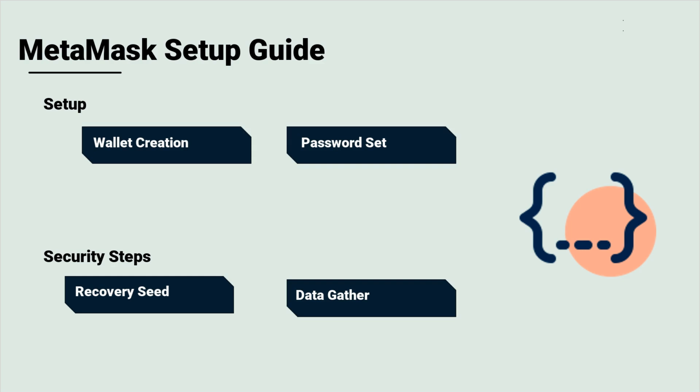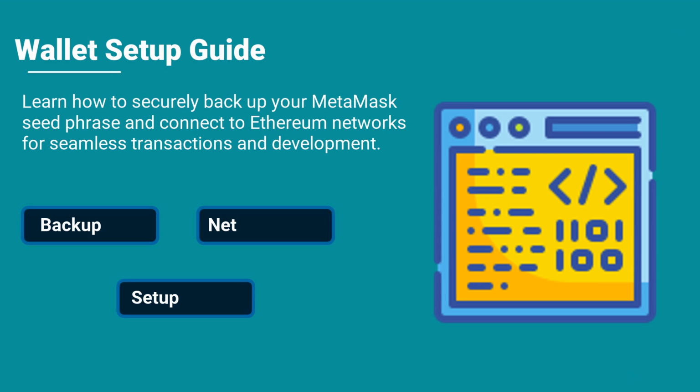Now, this is where it gets serious. Metamask will generate a secret backup phrase, also known as a seed phrase. This is a 12-word phrase unique to your wallet, and it is the key to retrieving your wallet if you ever lose access. Metamask will display your backup phrase, and it's crucial to write it down or store it safely offline. This phrase can't be recovered if lost, so treat it like the treasure it is.